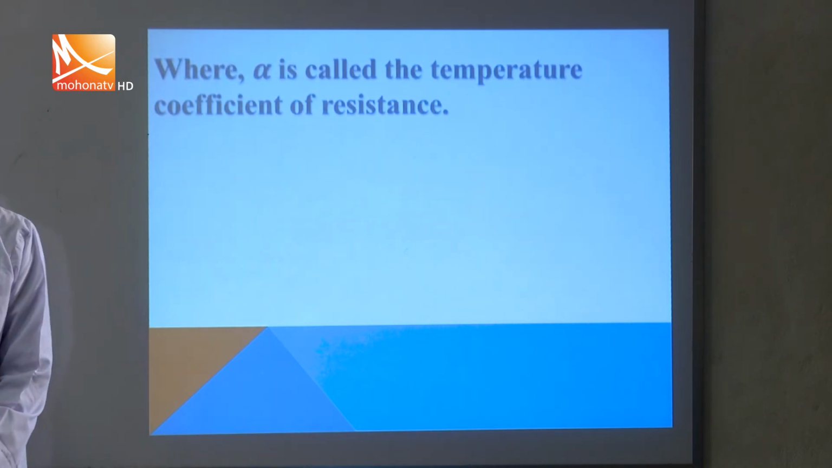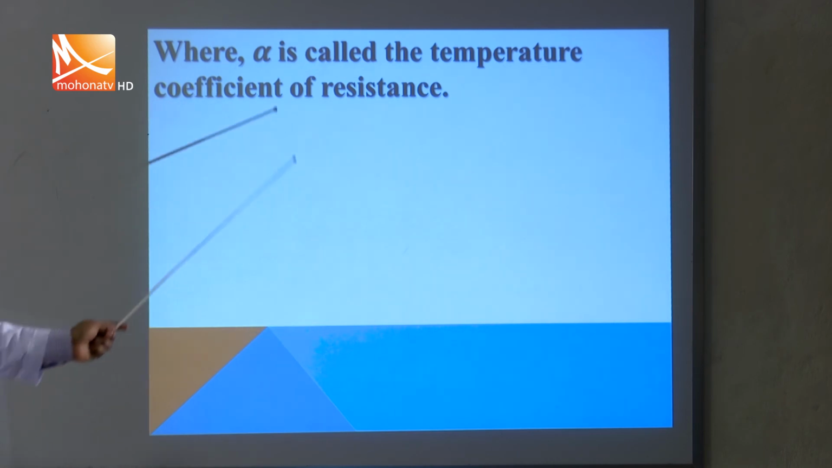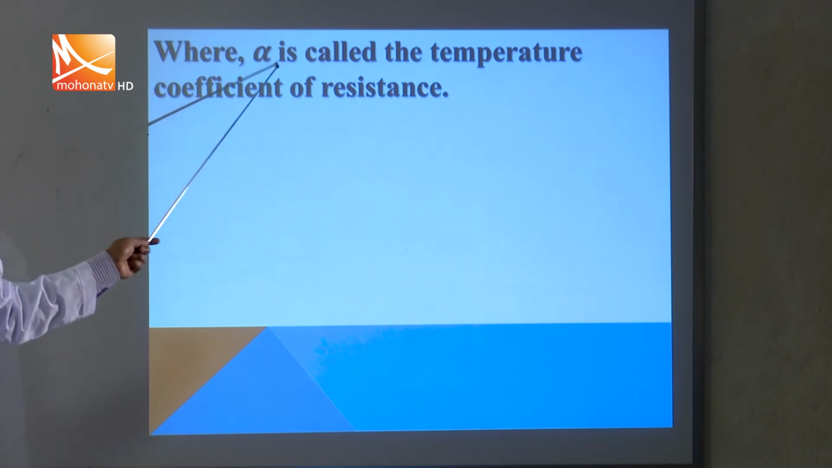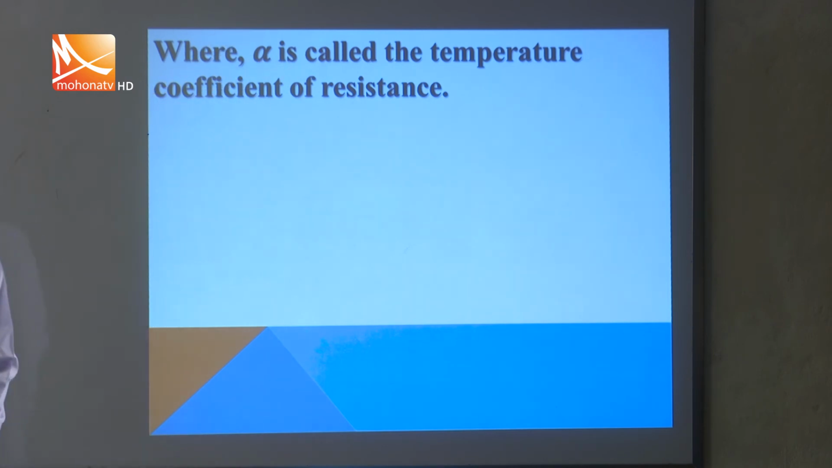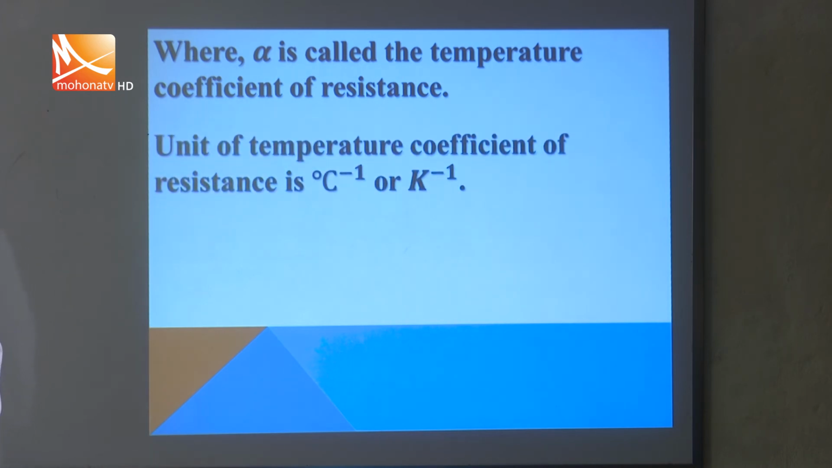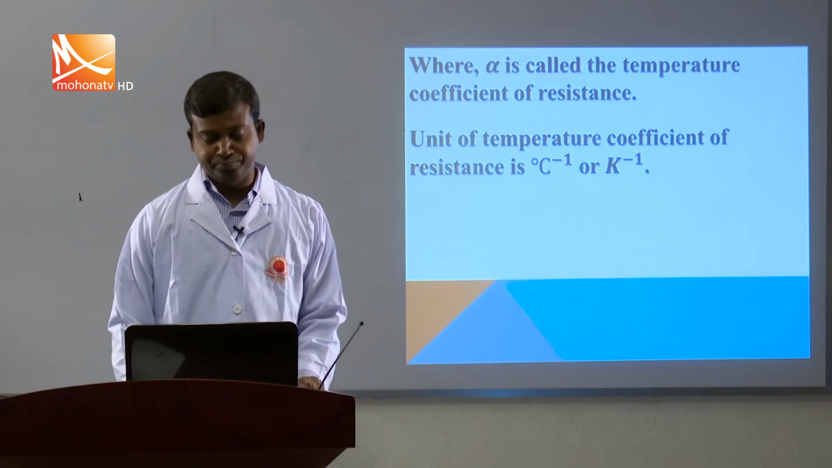That means if temperature increases, then resistance will increase, then in this case alpha is considered as positive. That means if alpha is positive, resistance will increase, and if alpha is negative, that means resistance will decrease. Now, what is the unit of this constant? That is per degree Celsius or per Kelvin. This is the unit of temperature coefficient of resistance.